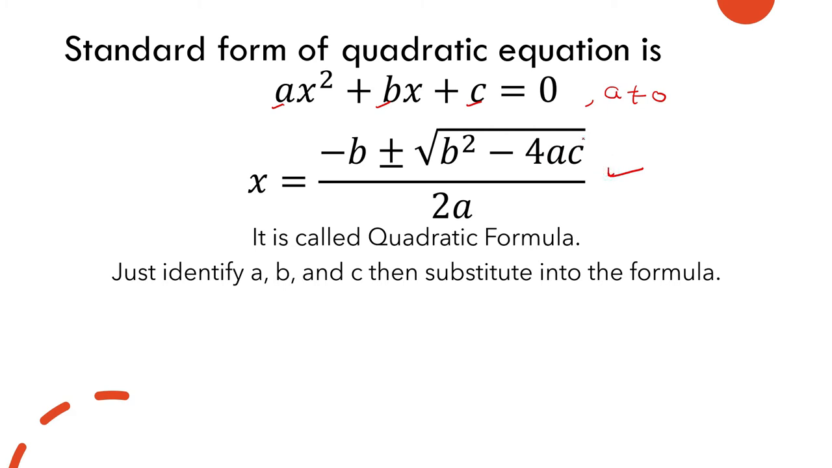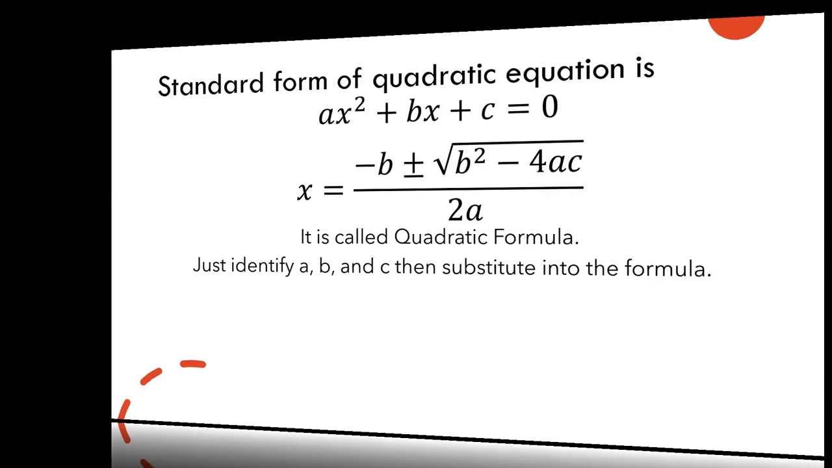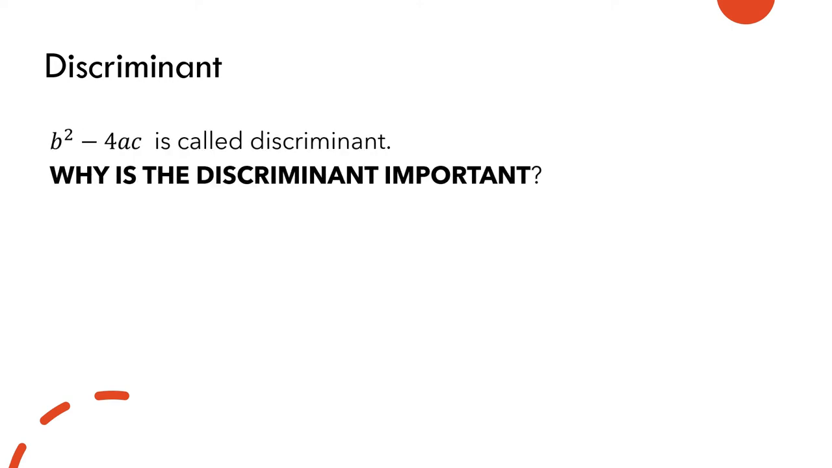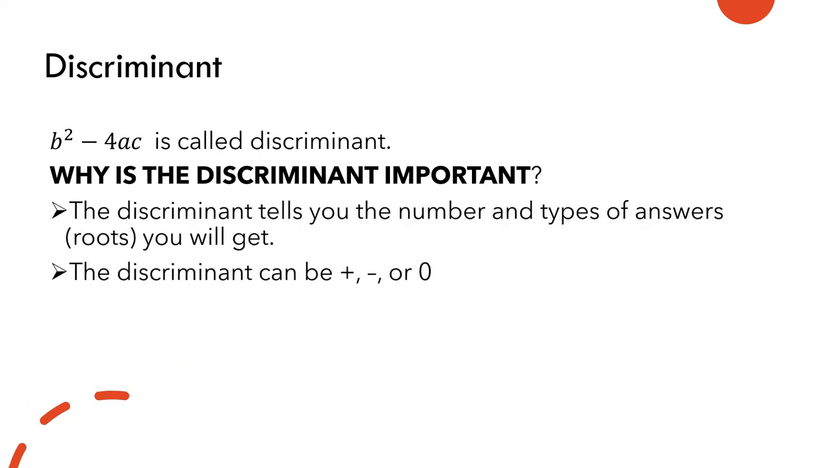Here there is a term b square minus 4ac. It plays a very important role in the quadratic formula. So let's discuss it. It is called the discriminant. B square minus 4ac is called the discriminant. Why is the discriminant so important to us? The discriminant tells us the number and types of answers, the roots, we will get, how many zeros we are going to get and what type of zeros they are.